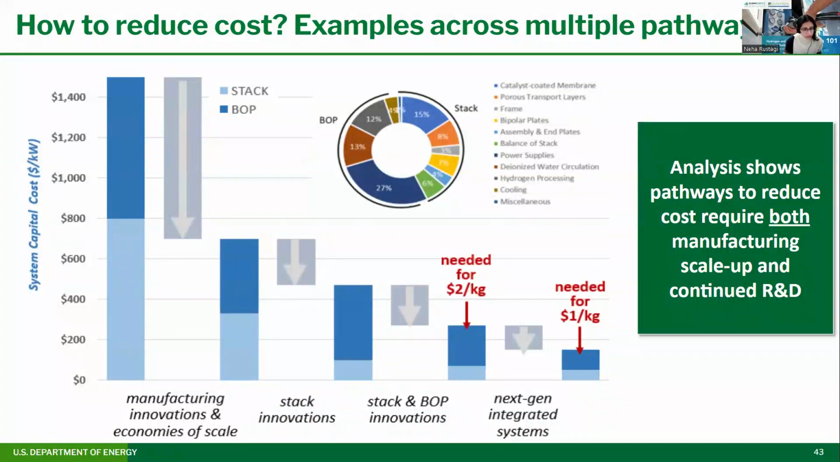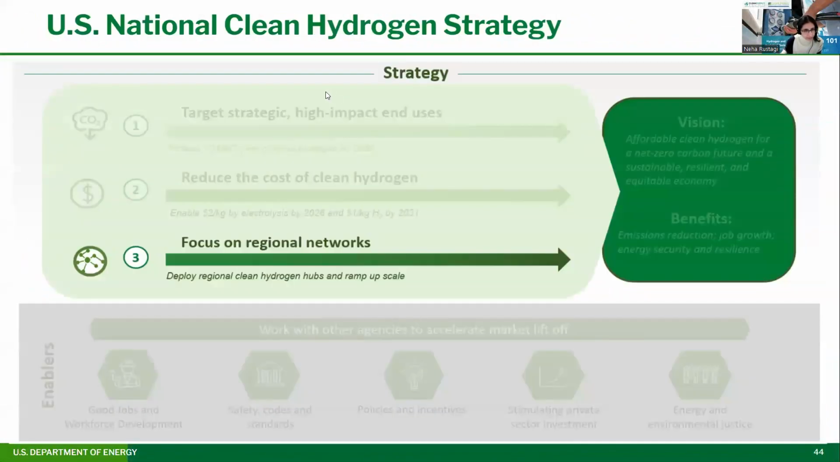Other things include R&D to reduce the cost of materials or reduce the cost of systems integration within the electrolyzer itself. That's being addressed largely through our other efforts, like, for example, the H2New consortium that's led by NREL and is specifically focused on reducing the cost of electrolysis. If we go to the next slide.